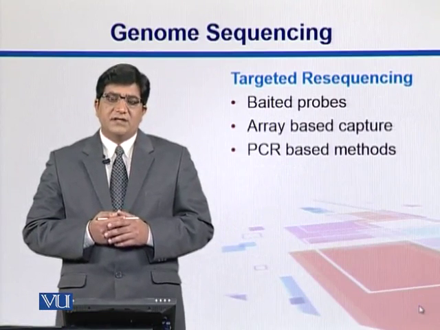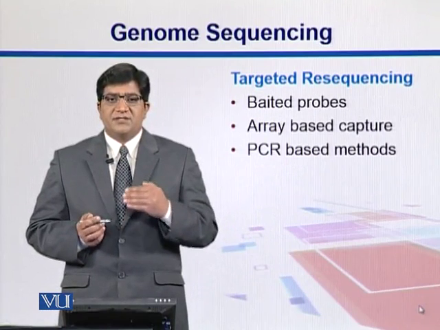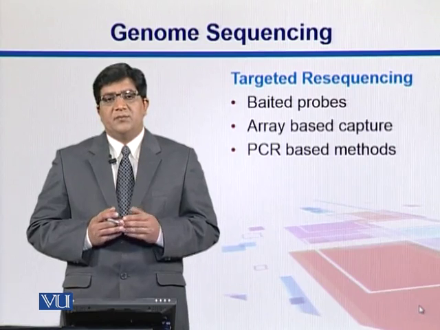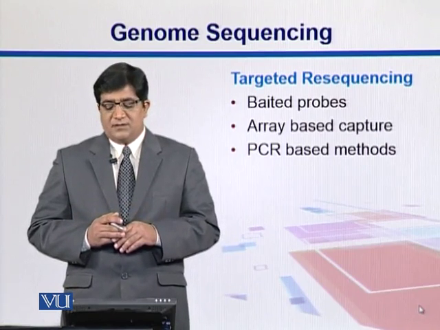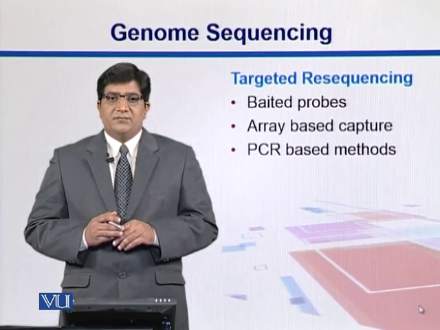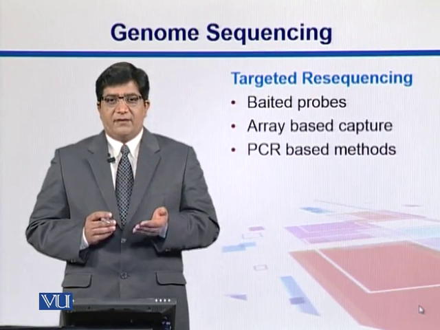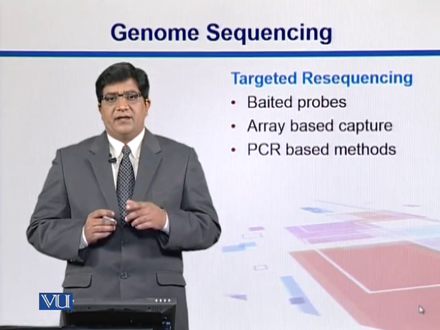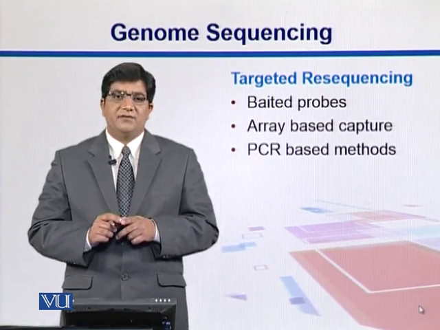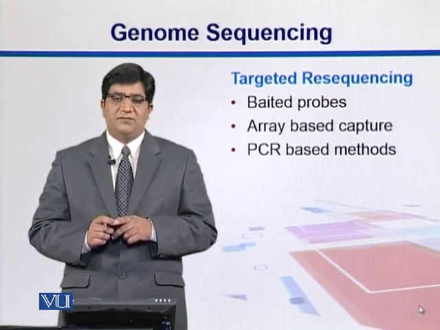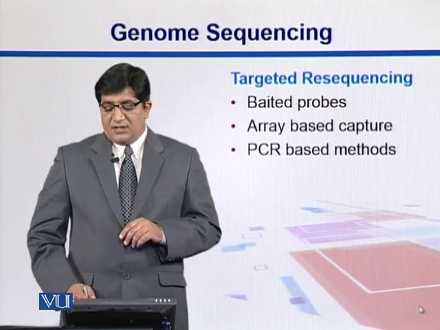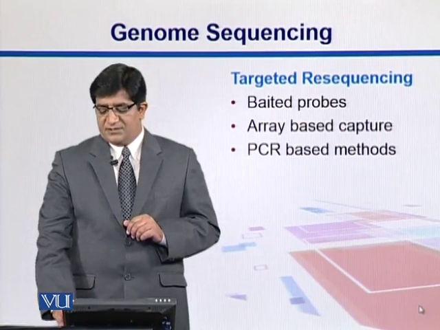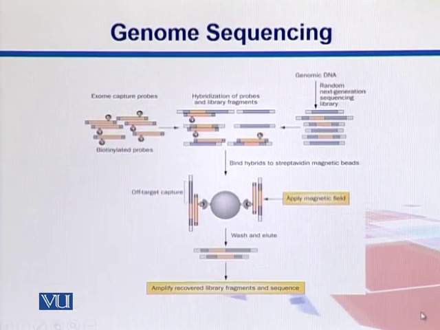In targeted sequencing, the question is how to capture those target regions. There are three different approaches. There are special baited probes which are designed for this. We can also use array capture techniques, where we have glass slides with the probes on them, and with the help of those probes we can capture our target genes. We can also use PCR-based methods, where we amplify some specific regions and then use them to sequence.